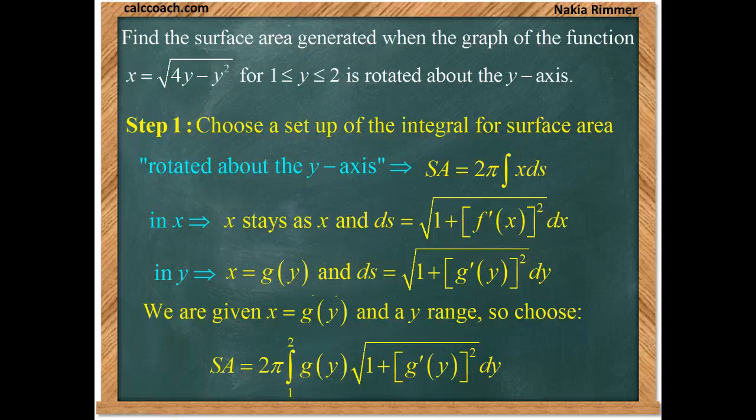If that doesn't work out, then we know we can flip and do it in terms of x, and maybe that will work out. We replace the x by g of y, we go from 1 to 2, and we have the y version of the ds formula. That's where we start.